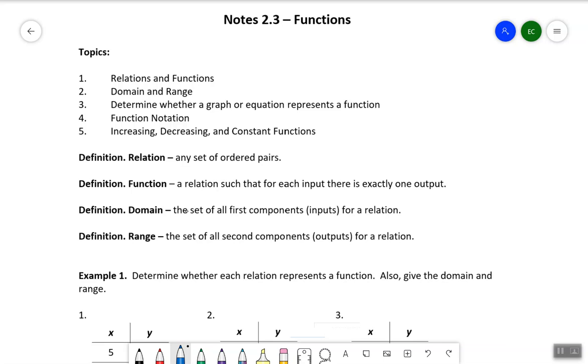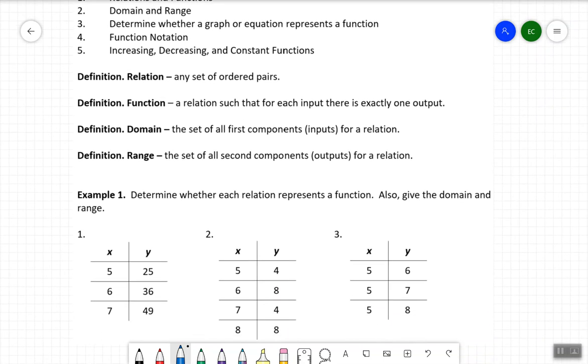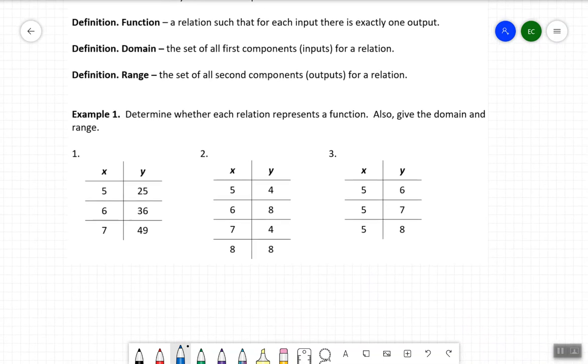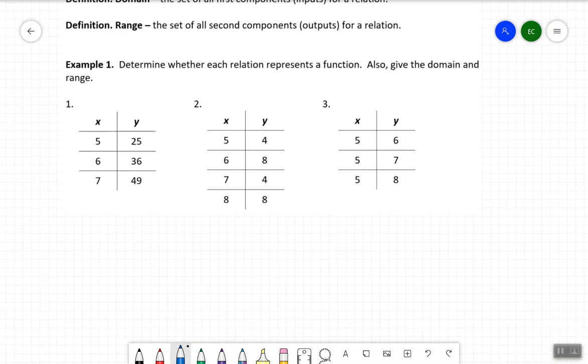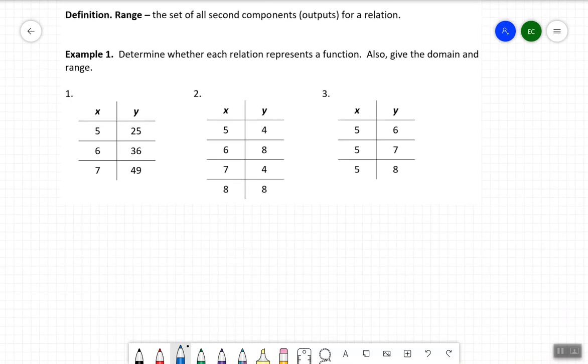And then we also want to talk about the domain and the range for a function or a relation. And so the domain is the set of all first components, also known as inputs, or the set of all x's, the set of all x values. And then the range is the set of all second components, or the outputs, or typically the y values. Okay, so let's go on to this first example, and let's see if we can figure out what's a function, and also if we can give the domain and the range.